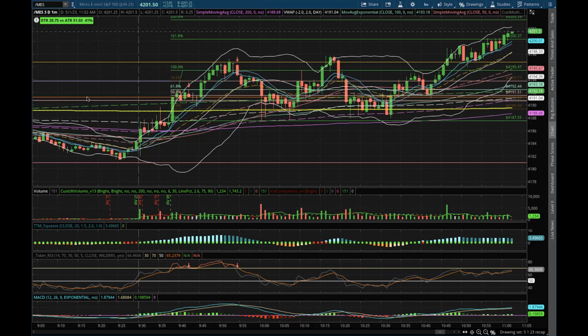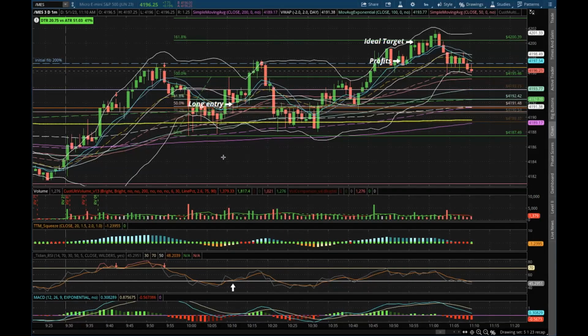And one last thing, where you entered was great, and then where you could have exited, the thing that would have helped me was, okay, get out right here. You're like, why didn't I get out right here? You should have looked at the Bollinger Band, and that Bollinger Band lined up with your fib level. Totally, because that's stronger resistance there.